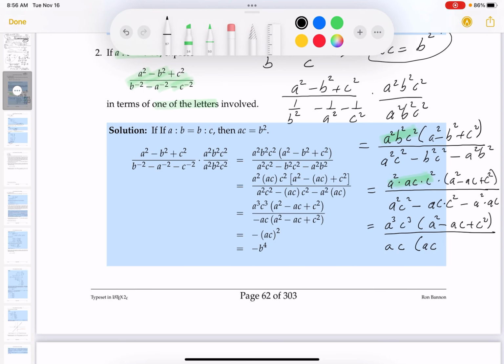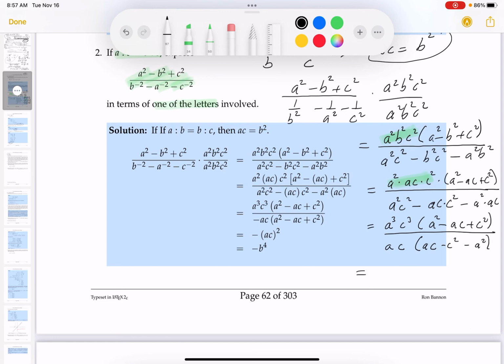Let's say I got AC, right? And what do you get next? You get C squared. That's going to be minus C squared. And then what do you get there? I factor out an AC, right? So what do you get over there? An AC. You just get A squared, right?